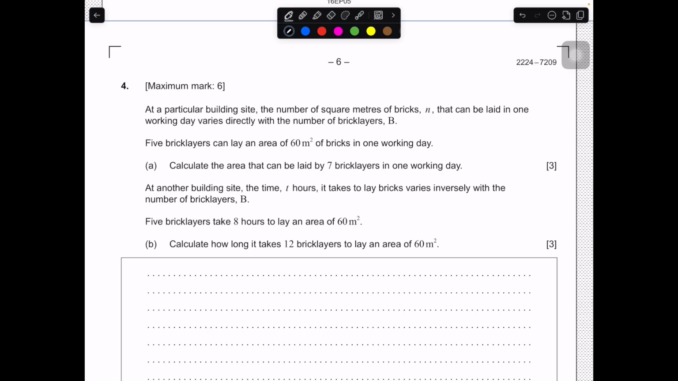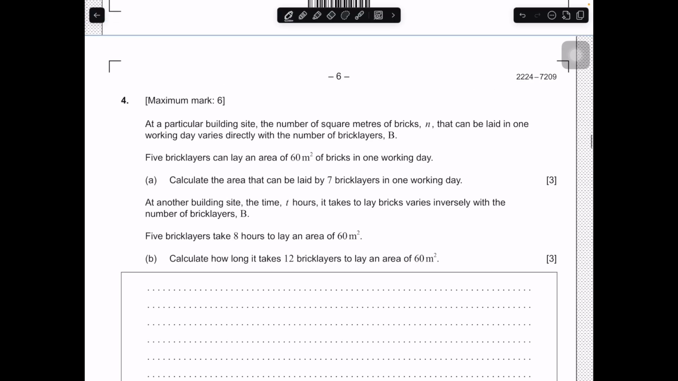Alright, so I'm just going to draw a quick diagram to show what's going on here. Maybe get a little more real estate. Here we go. So just drawing a quick little coordinate grid. If these are the number of bricklayers, and this is the number of square meters of bricks, what we're saying is that as we increase the number of bricklayers, we can also increase the number of square meters of bricks that we're laying. So what is the relationship? As we increase the number of bricklayers, we can increase the number of square meters of bricks that we have.